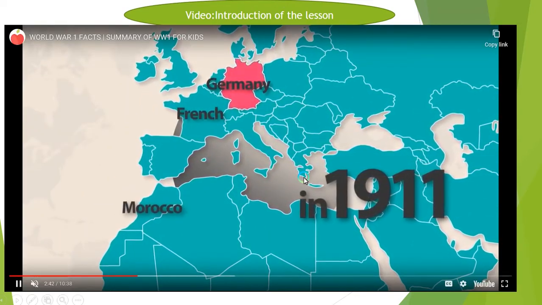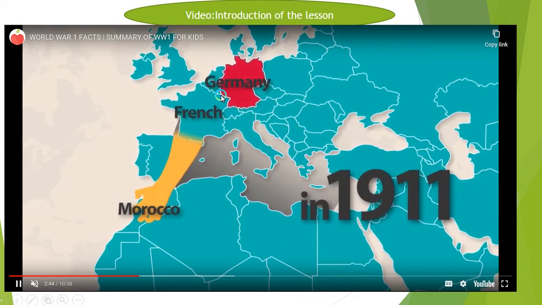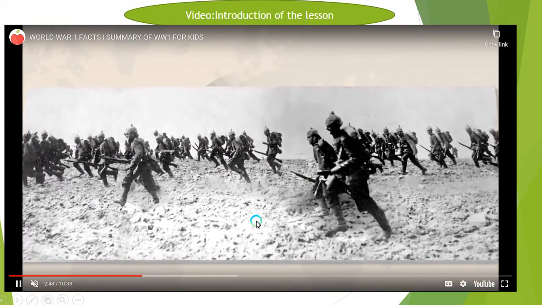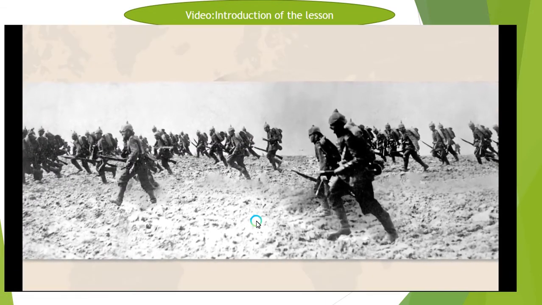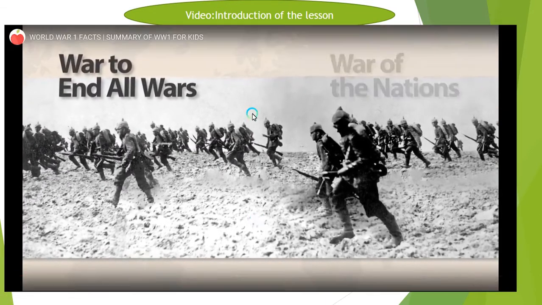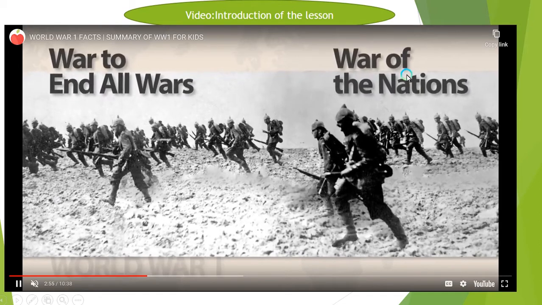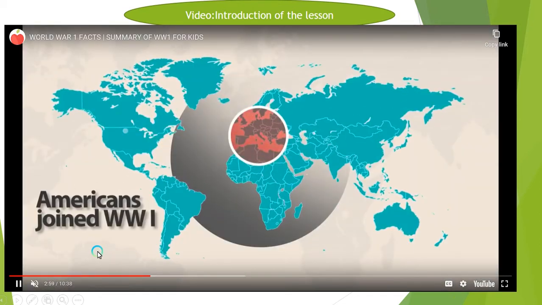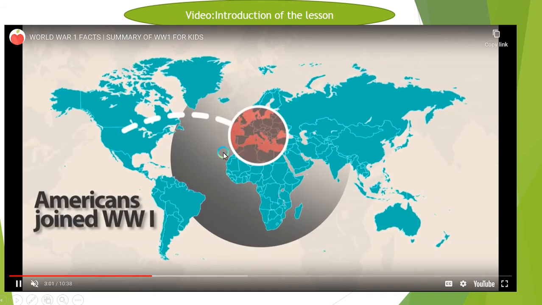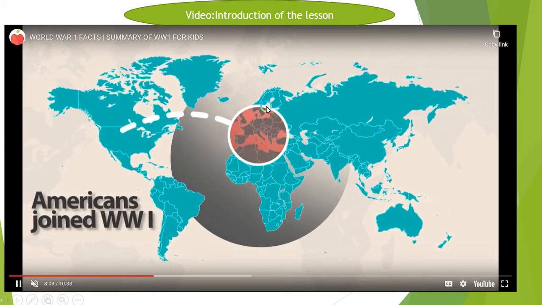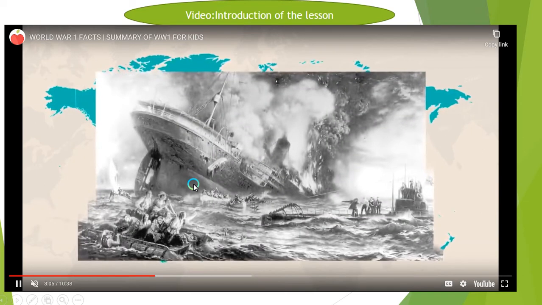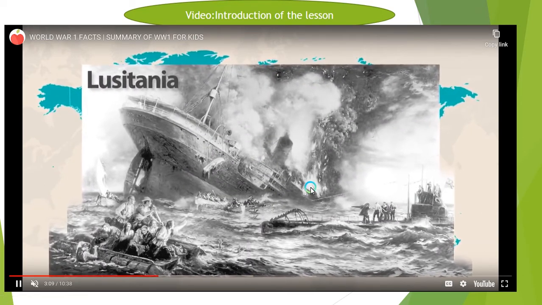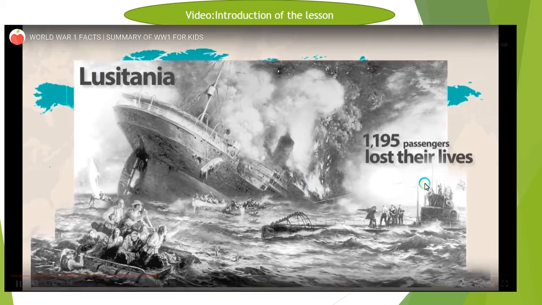Germany in 1911, and France took Morocco first in 1911, and after that Germany also needed to take Morocco at that time. The War of the Nations is also called the Great War. The Americans joined the war, and at that time it became harder.